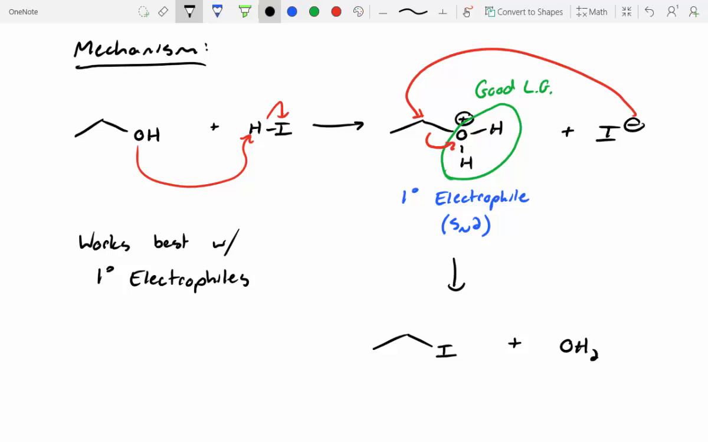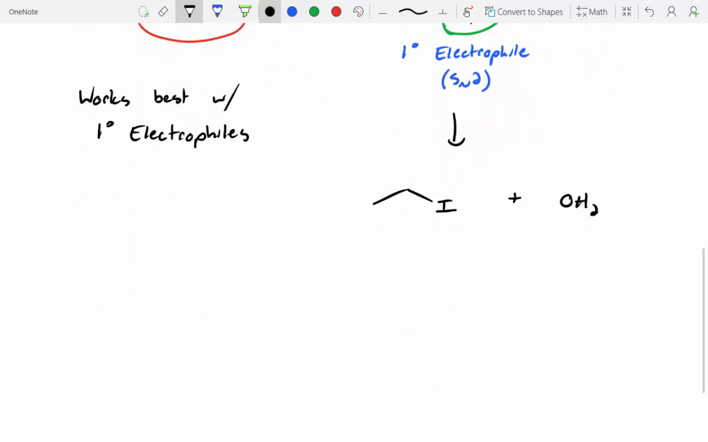We'll talk about this reaction a little bit more when we get into chapter 8, but there's a competing reaction called an elimination reaction, so we have to be careful with this reaction if we do it on secondary or tertiary electrophiles. So that's one trick. I'll show you guys another cool trick too. So that was trick 1.